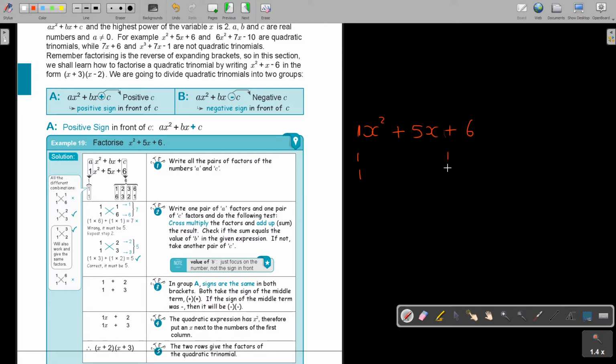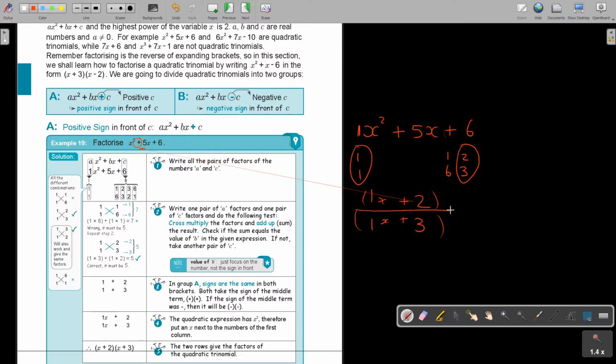I take the factors, so it's 1 and 6, 2 and 3. Now usually if there's not only 1, I have to turn it around, but for now I think you are good already. You can just say it's 1 and 1, 2 and 3. I cross multiply. Okay, so I get 3 and 2, and then I add because it's in group A, and that must give me the middle term, which is 5. And then in group A, the signs are the same, and both is the sign of, not always plus plus, can be minus minus. You look at this middle term. This one is now plus plus, and that's why I will just do it.